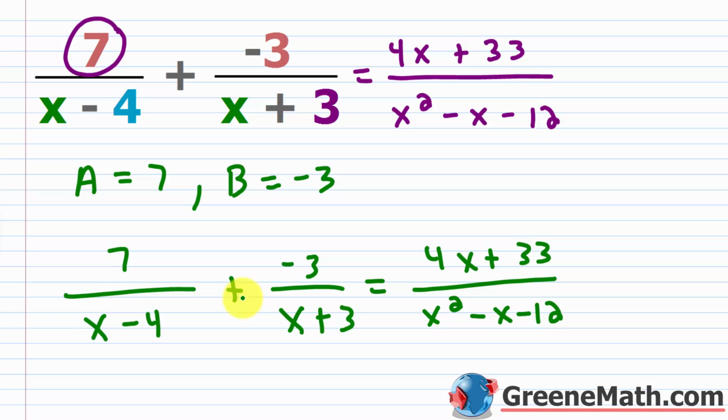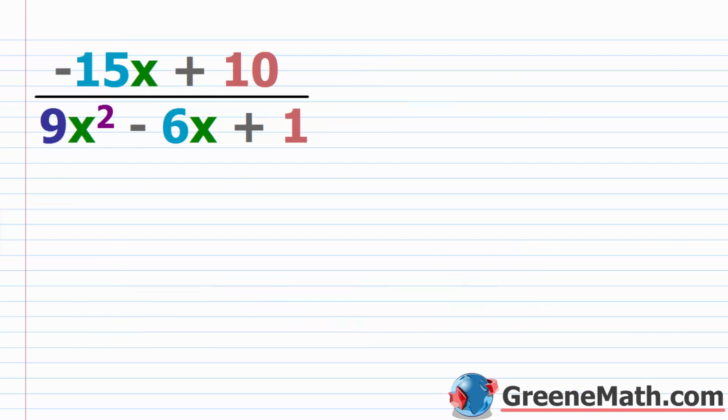So that's a simple example. I realize it's tedious, it's time consuming, but you've got to work a lot of these to kind of get used to what's going on. Let's look at another example, and this one is going to be a little bit more challenging. So we have negative 15x plus 10 over 9x squared minus 6x plus 1.